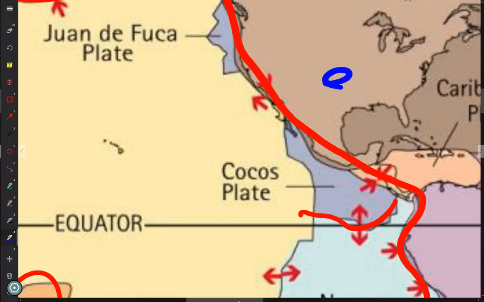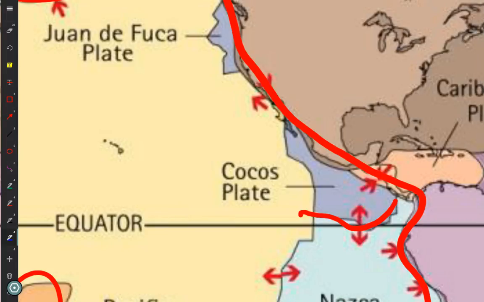Now, there are faults. You know that the biggest earthquake in the contiguous United States was in Real Madrid, was it Missouri? Something like that. The Real Madrid earthquake made the Mississippi flow backward for 3 days. Pretty impressive.